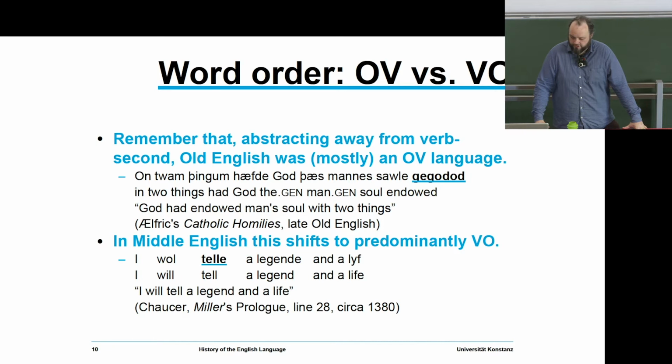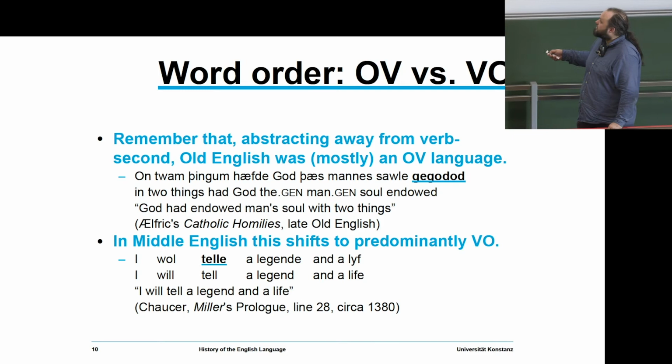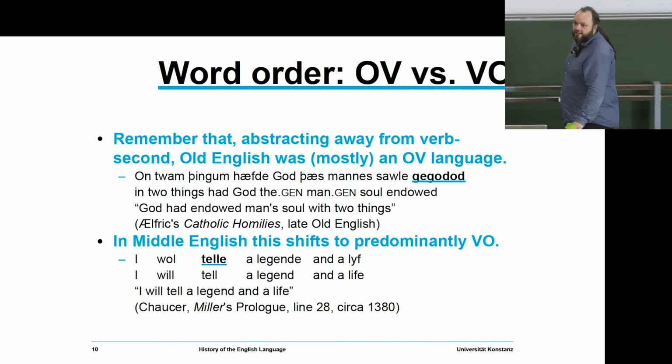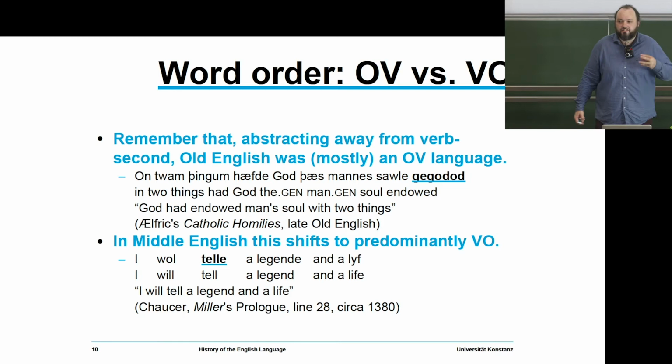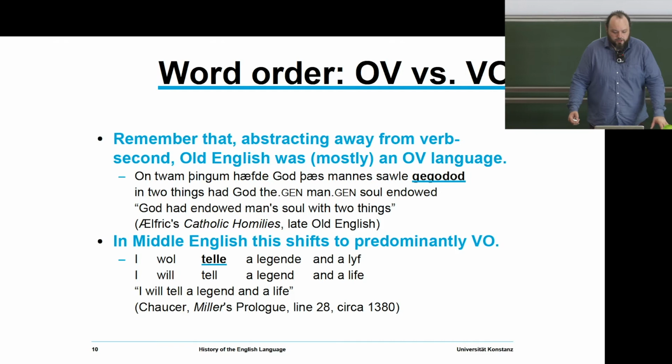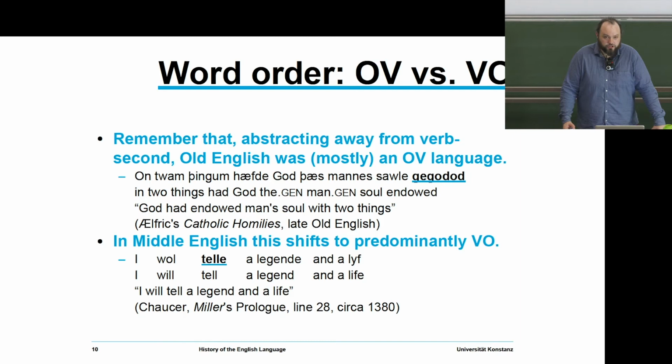But in Middle English, we already start to find many, many VO sentences. So here we have Chaucer: "I will tell a legende and a lyf." I will tell a legend and a life. And the object here is legend and a life, and the non-finite verb here is tell. So here, the non-finite verb precedes the object, and that shows that we've got VO word order, verb object word order.